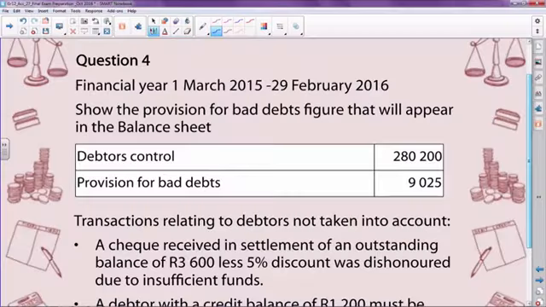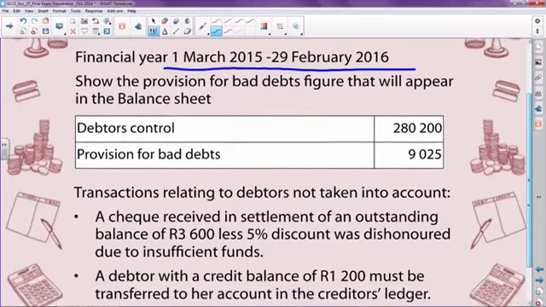In this question here, we are told, once again, the financial year starts on the 1st of March and ends on the 29th of February. It says here, show the provision for bad debts figure that will appear in the balance sheet, or, remember, it's now called the statement of financial position. So either called balance sheet or statement of financial position. You are expected to calculate that figure based on the information that is given to you here.